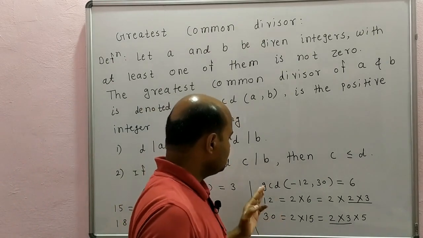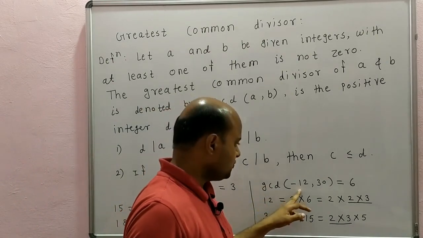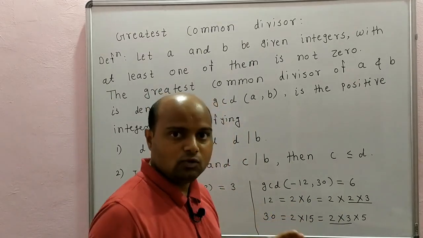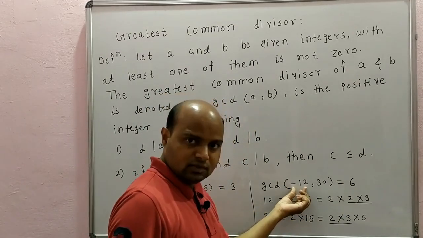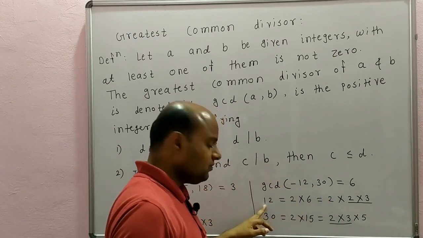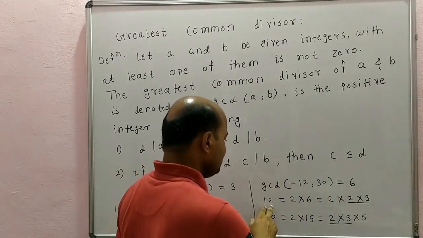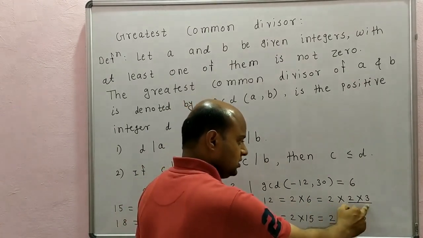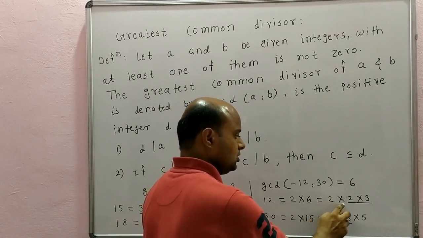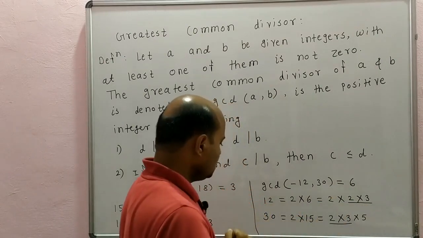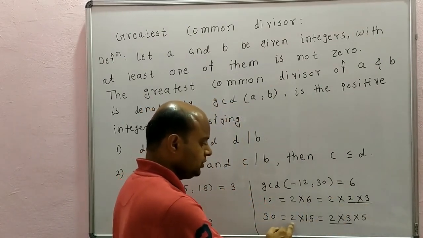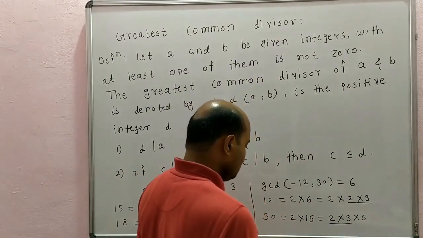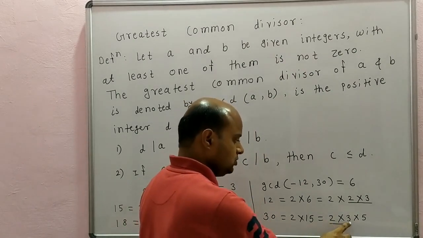See, if we have to find the greatest common divisor of minus 12 and 30, we will factor 12. Although we have to find the GCD of minus 12 and 30, we will take the factor of 12. 12 can be factorized as 2 into 6 and 6 can be factored as 2 into 3. Therefore, 12 is factored as 2 into 2 into 3. Also, 30 can be factored as 2 into 15 and 15 can be factored as 3 into 5. Therefore, 30 is factored as 2 into 3 into 5.